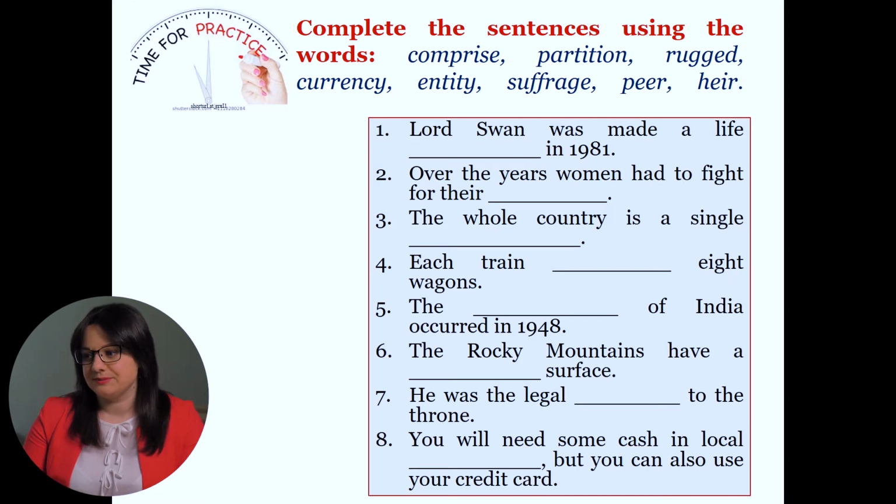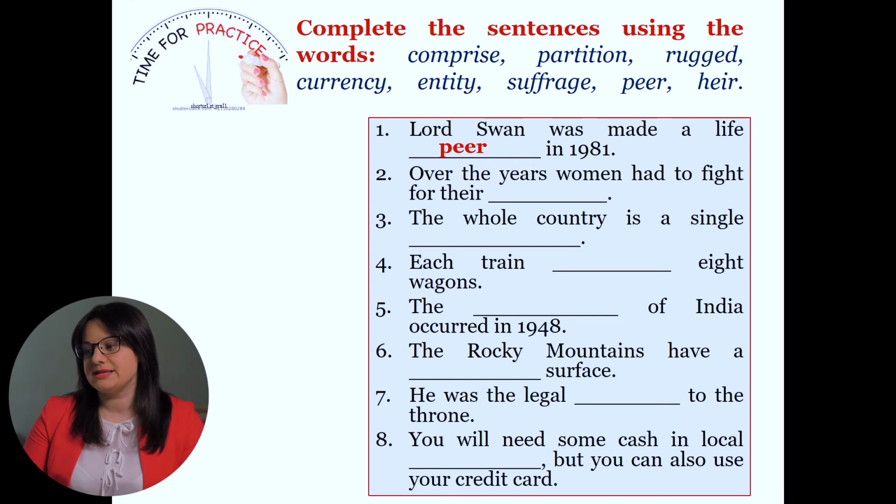Look at the screen. Complete the sentences using the words comprise, partition, rugged, currency, entity, suffrage, peer, heir. You may stop the video and work independently. Let's check together. I'm going to read for you.